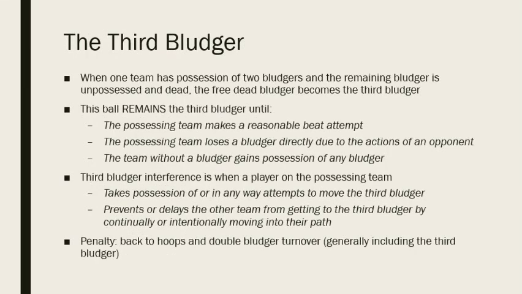Cool. All right, so I don't have the foul on that. Oh, yes, I do. So again, the third bludger, the only foul here is back to hoops and double bludger turnover if you interfere with the third bludger. So there's no foul for throwing your ball in the wrong direction. You just have to remember not to pick up the third one because that's where it becomes a foul. And if you do happen to pick up the third one, well, you've already thrown yours and you're going to get one more turned over and we're just going to go on from there.